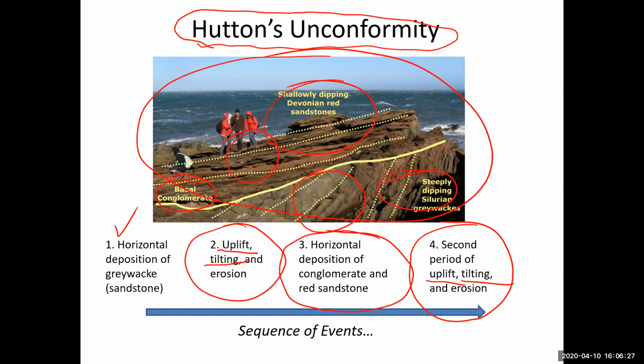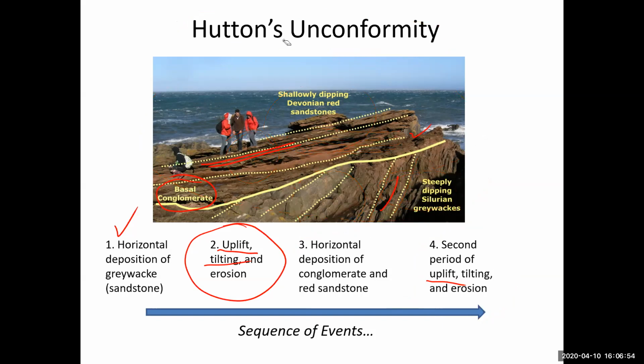So the first tilting episode tilted these older layers a little bit, and then later deposition deposited these younger layers that were horizontal. And then a second period of tilting came along, and it tilted the older layers even more, and it tilted the younger layers into their present position. So there's a lot going on in this slide. It reveals a pretty intricate geologic history. But the point is, if we apply the principles of relative dating, we can make sense of that geologic history.